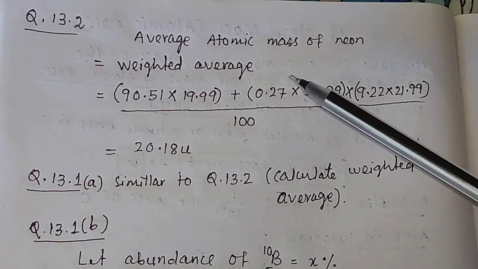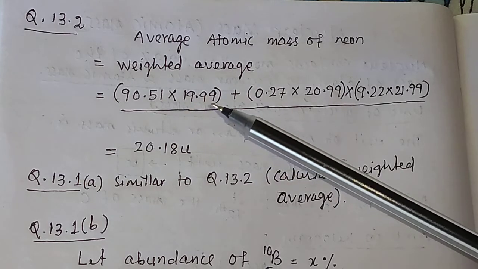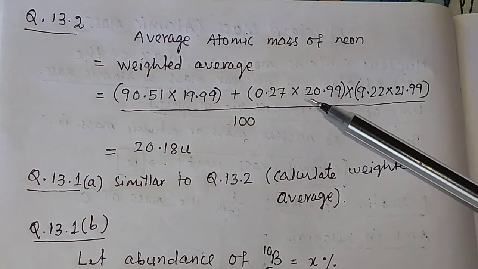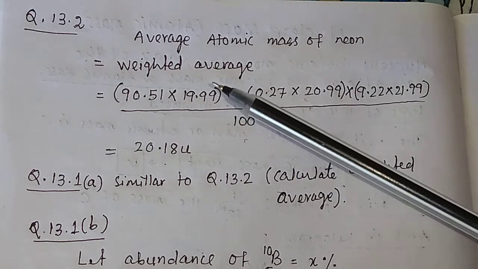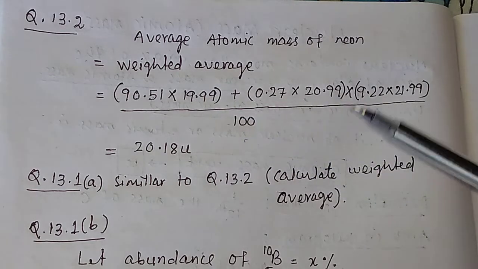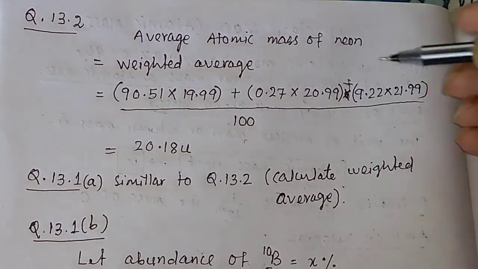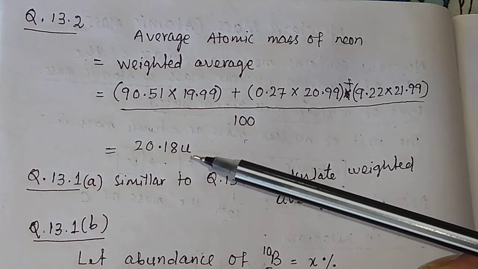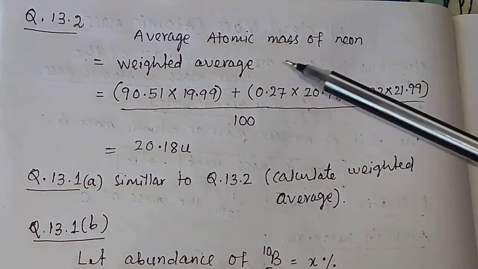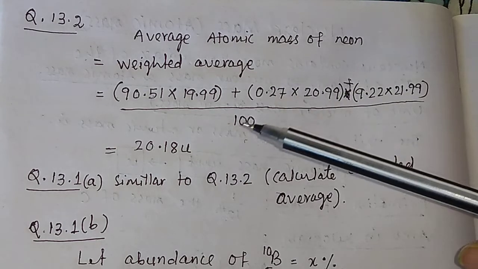So calculate the weighted average: 90.51 into 19.99 plus 0.27 into 20.99 plus 9.22 into 21.99. The abundance is multiplied by the isotope mass, then you add them, not multiply. Then you will get 20.18 U. This is the average atomic mass of neon, or you may say the average nuclear mass of neon.